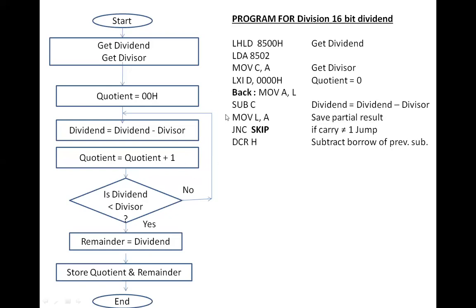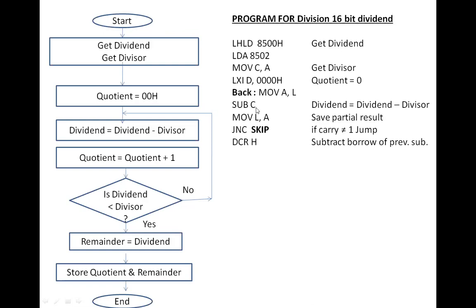But if carry is generated, it means the content of the lower order dividend is less than the content of the divisor. Then in that case, what do we have to do? We have to take the borrow. We have to decrease the value of the H register content. So if carry is generated, it will decrement the content of H, because we have to subtract the borrow from the previous value.